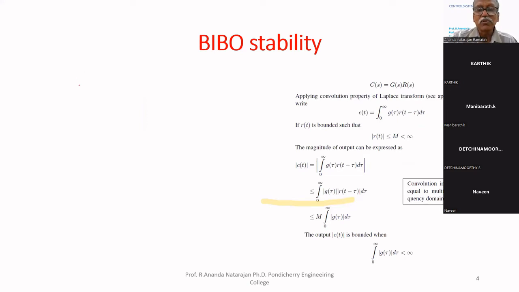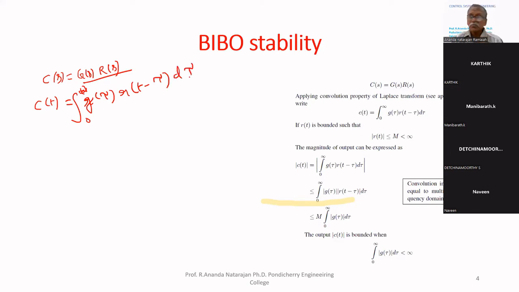Mathematically, how can we explain BIBO stability? What is C of S? R of S is the input and G of S is the system. That's why the output C of S equals G of S multiplied by R of S. What is C of T? Multiplication in the frequency domain is convolution in the time domain. So C of T equals the integral from 0 to infinity of G of tau, R of T minus tau, d tau. Convolution in time domain.